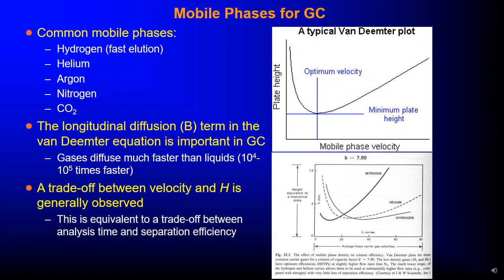So mobile phase for gas chromatography, we have hydrogen, we have helium, we have argon, we have nitrogen, we have carbon dioxide, of course liquefied.